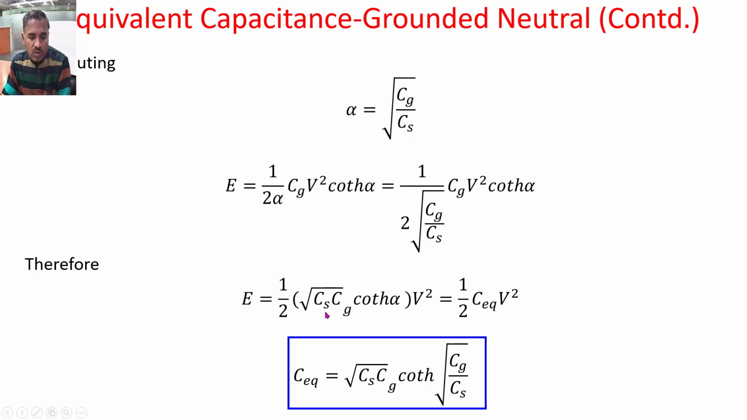Therefore, CEQ is equal to root of CS into CG into cot h alpha, or if you substitute alpha in terms of CG and CS, CEQ equals root of CS CG cot h root of CG by CS. So, this is how the total equivalent capacitance can be obtained in terms of CG and CS for the grounded neutral case. This is the grounded neutral case.